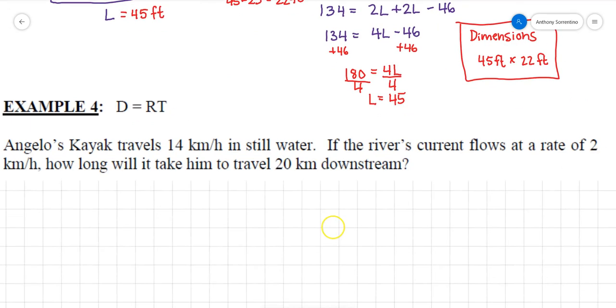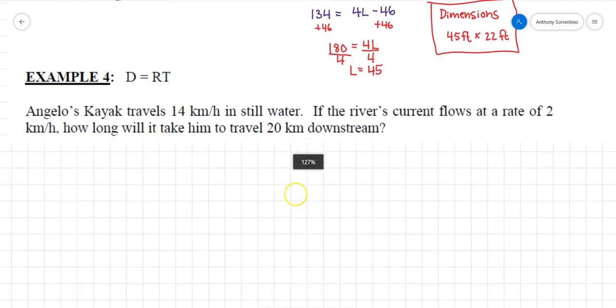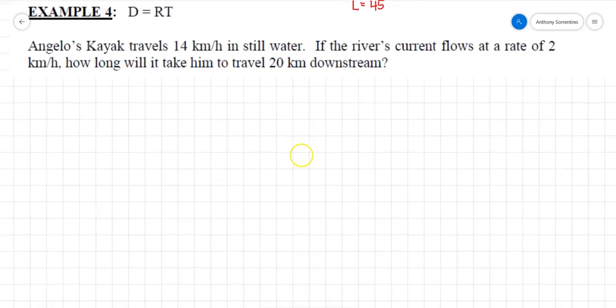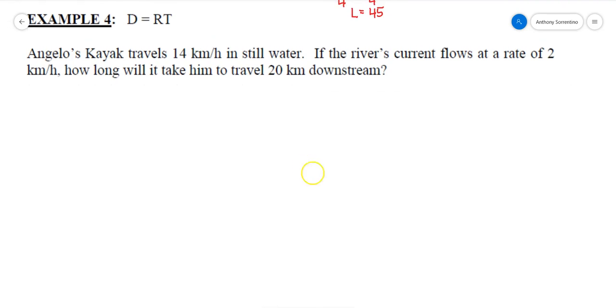Last example deals with distance, rate, and time a little bit. And some students always get stuck on these a little bit, but let's kind of map out the situation here. Angela's kayak travels 14 kilometers per hour in still water. That means that's how fast he could paddle. If the river's current flows at a rate of 2 kilometers per hour, how long will it take him to travel 20 kilometers downstream?